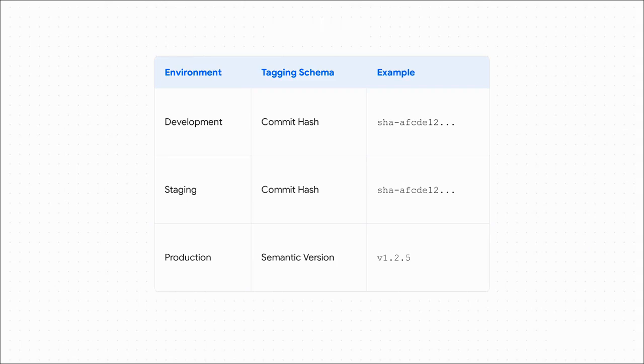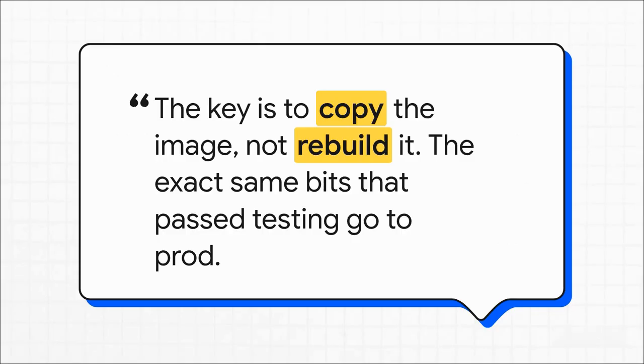This table right here lays out the whole strategy perfectly. Just look. In both the development and staging environments, the image is always identified by that unchangeable commit hash. It's only when it's been fully vetted and promoted to production that we apply a stable semantic version tag, like v1.2.5. This tells the operators exactly what release they're about to deploy. No guesswork.